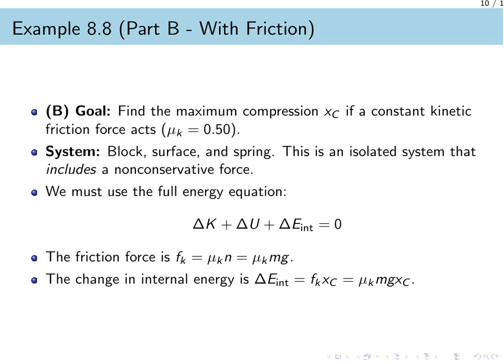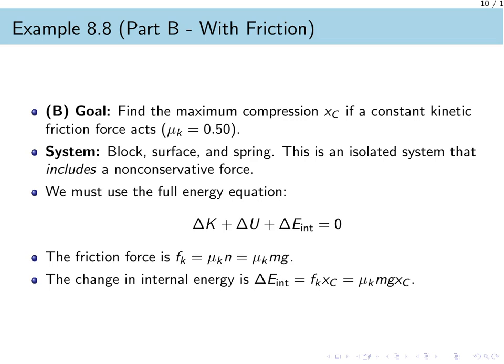Now for part B, we introduce a non-conservative force. We want to find the maximum compression, x sub c, if there is a constant kinetic friction force with a coefficient mu sub k equal to 0.50. Because friction is present, mechanical energy is not conserved. We must now include the surface in our system, making our system the block, the surface, and the spring. We have to use our full energy equation, delta K plus delta U plus delta E internal equals 0.